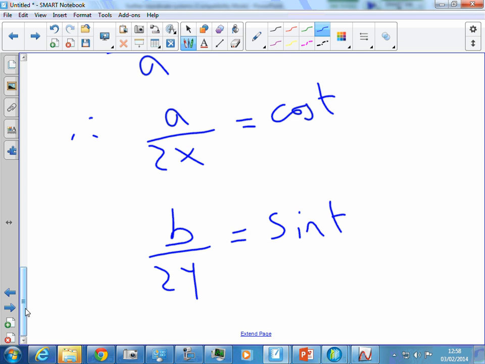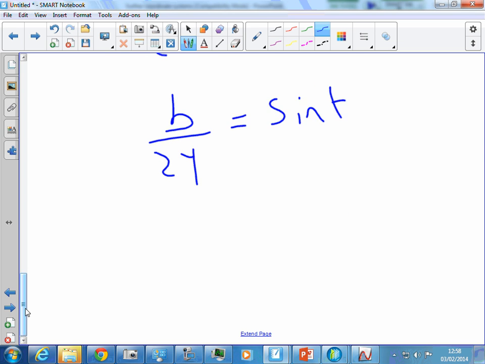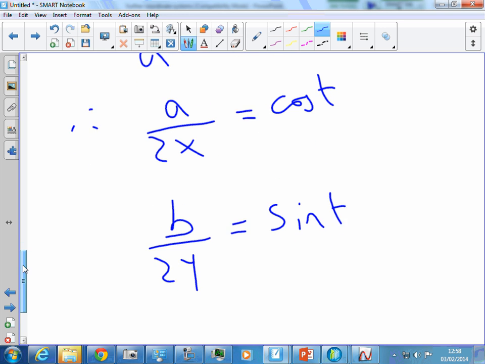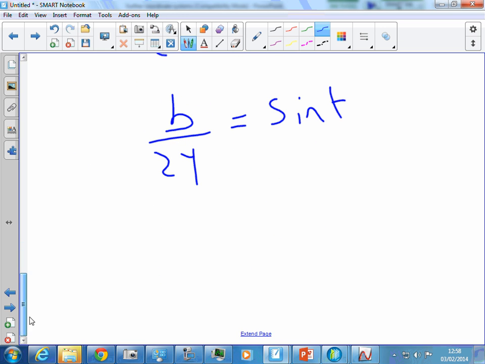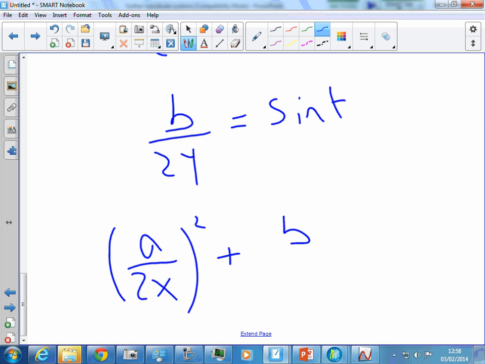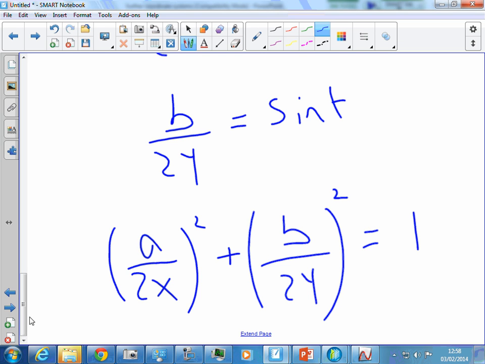And we can eliminate the t by squaring and adding, and that is the Cartesian equation.